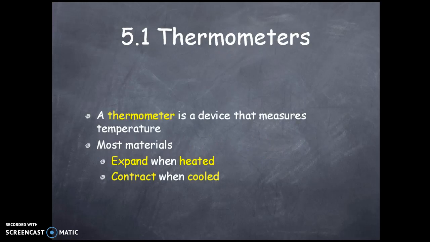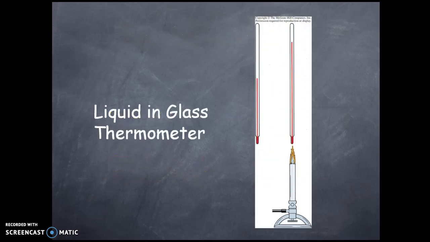Most of the materials we know expand when we heat them up and contract when we cool them. Based on this concept, we have this thermometer right here. You can see this thermometer, which you would have seen many times. The red colored one right here is the alcohol. We give it this red color just because we want to see the difference very obviously.